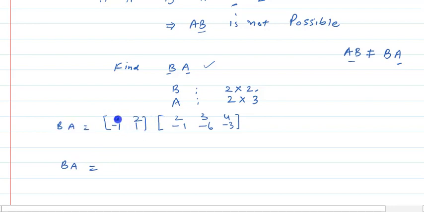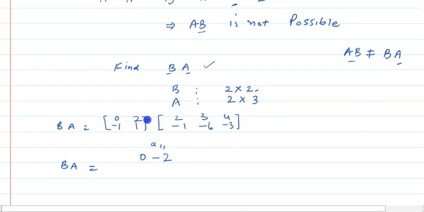As we know, we will multiply the elements in row 1 with the elements in column 1 of these two matrices, and we'll add them. So 0 multiplied by 2 will give us 0 and 2 multiplied by minus 1 gives us minus 2. So this is the element A11 we are getting. When a row 1 element is multiplied by the column 1 element, we get one element.